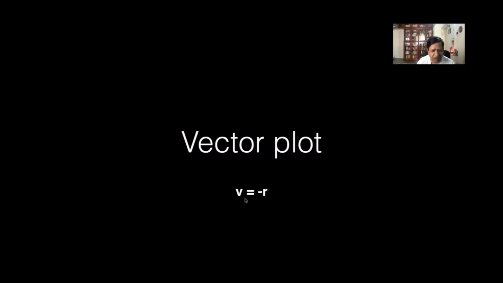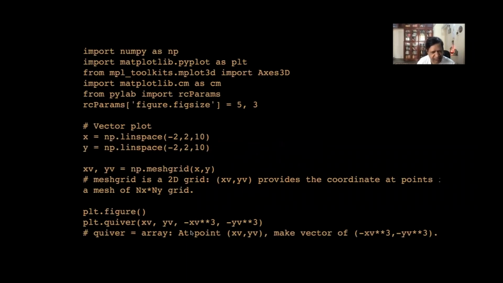Now we can do vector plot. Now this is for my 3D plot, but for the 2D plot I'm not using the same vector. It is minus x cube and minus y cube. Okay. Let's look at the syntax. This is a function. From mpl_toolkits.mplot3d import Axes3D. So you need to import this. So this line must be there in your code. Otherwise, the 3D thing will not work.